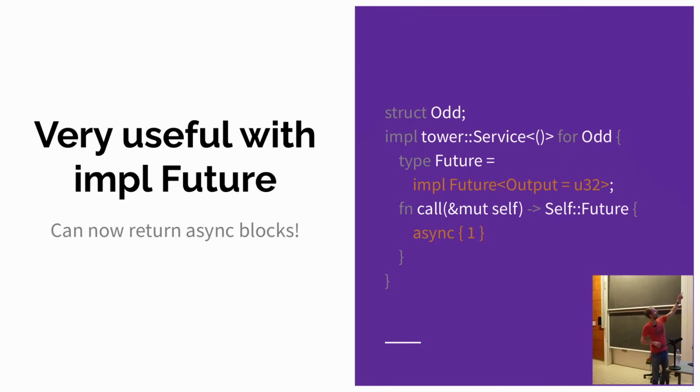So here's an example of the Tower Service trait, where you want to be able to just have an async block in this call method, but async blocks are not nameable. So what do you put in as the associated type Future here? Well, with impl Future it's easy. Otherwise, you would have to do something like Box<dyn Future>, and then you pay the prices of doing so. And yeah, this is correct. Like 1 is an odd number. It's fine.